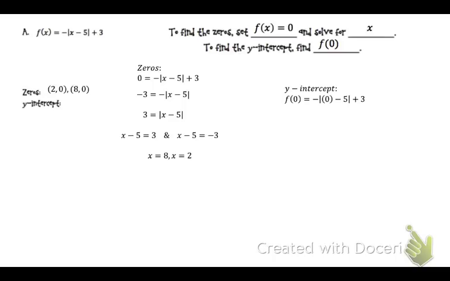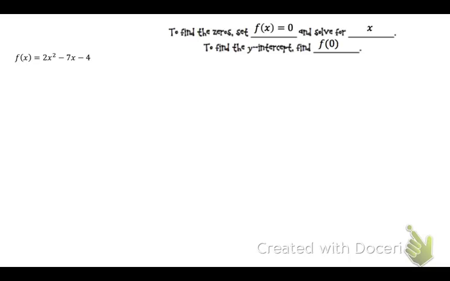Now for my y-intercept, I'm going to plug 0 in for x. So I get negative, absolute value of negative 5, plus 3. Well, the absolute value of negative 5 is 5. So that's going to be negative 5 plus 3, which is negative 2. So my y-intercept here is 0, negative 2. Cool? Let's look at this one.